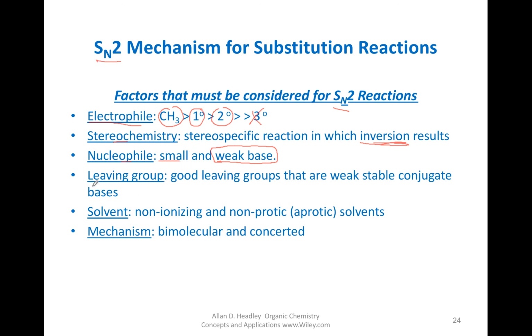And the leaving group must be a good leaving group. We said that earlier, such as bromide, a large bulky group, or one stabilized by resonance, so it must be a weak conjugate base. The solvent must be non-ionizing, and more specifically non-protic, or aprotic. So please do not use water or methanol or alcohol as your solvent for your SN2 reaction.